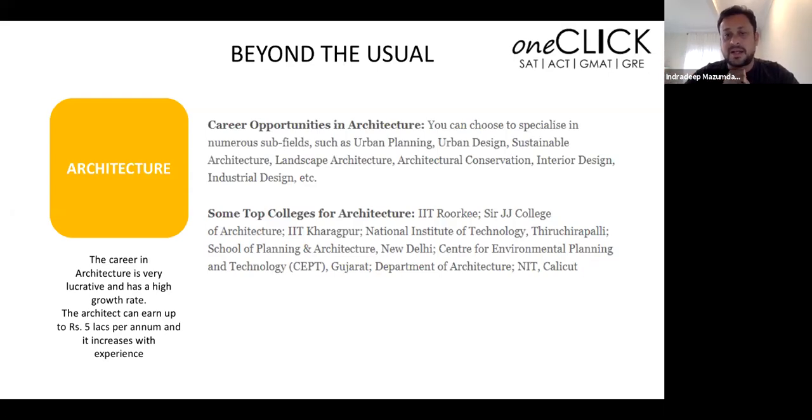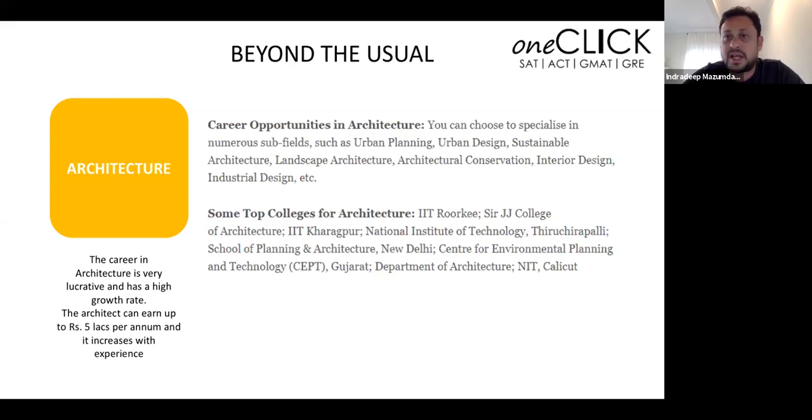The top colleges for architecture are, IIT Roorkee is a really good program there. Kharagpur is another one. JJ College of Architecture. There are a couple in New Delhi. There's the CEPT in Gujarat, and NIT Calicut is also a really good program. Architecture degrees have started getting a lot of traction. And I've just put in a basic starting salary that I think an architect from any of these colleges can earn. That's around 5 to 6 lakhs. And obviously it increases with experience.